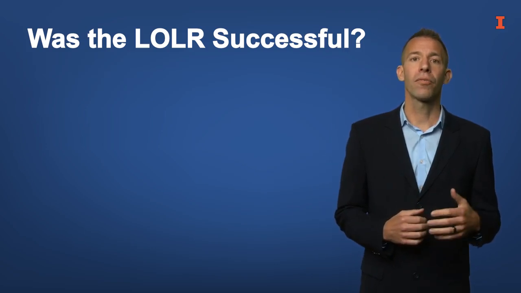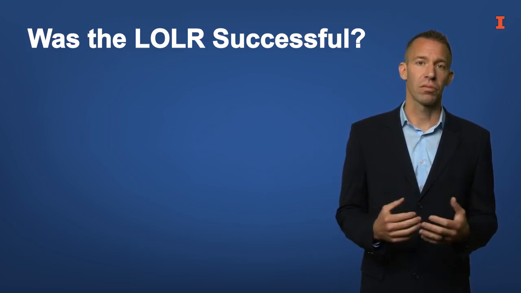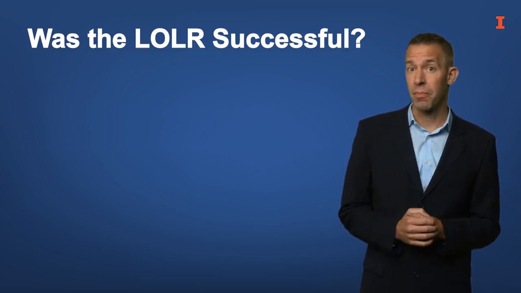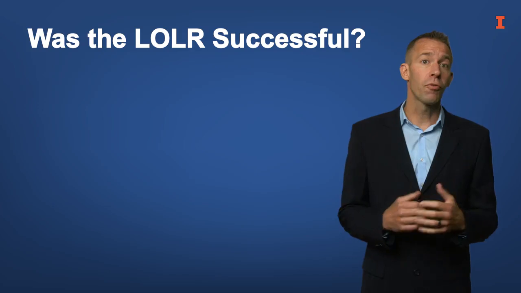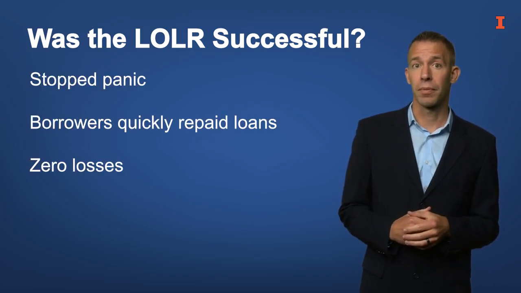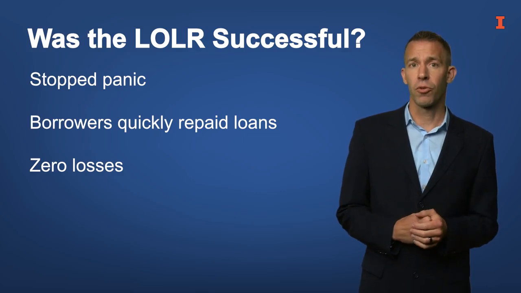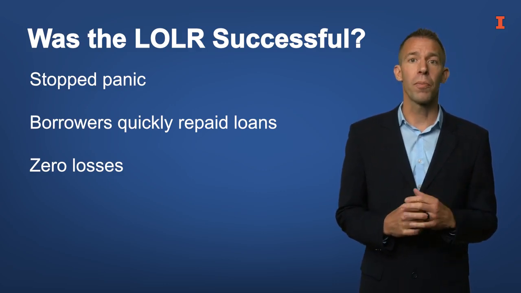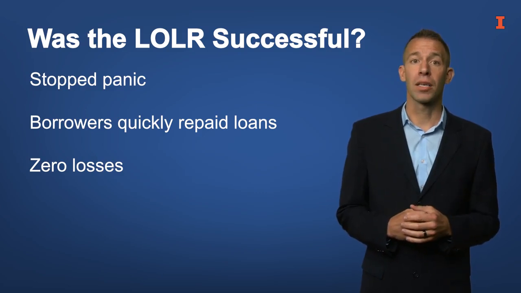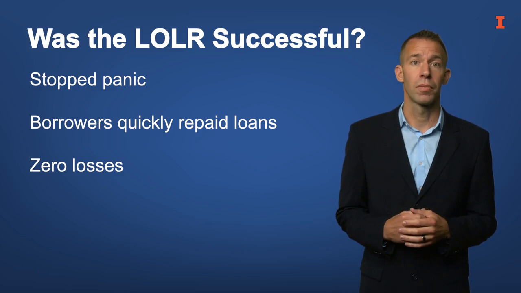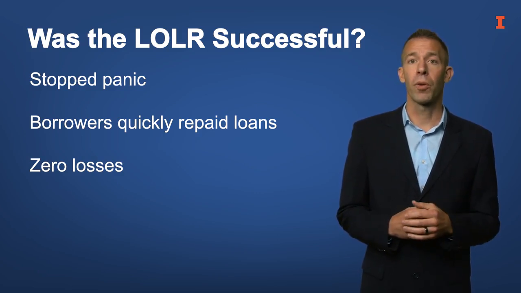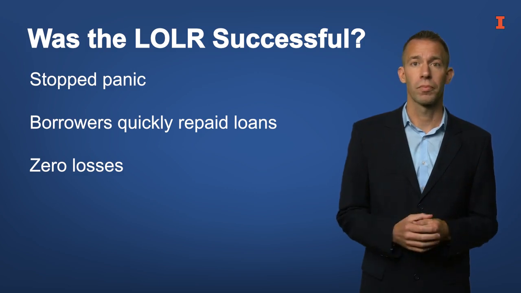Okay, that was a large and complex intervention. Was it successful? Would Walter Bagehot be happy? Well, first and foremost, the Federal Reserve did stop the financial panic. And in each of these programs, the emergency loans were backed by high-quality collateral and above-market interest rates were charged. The loans were repaid quickly and the programs were wound down without any losses.